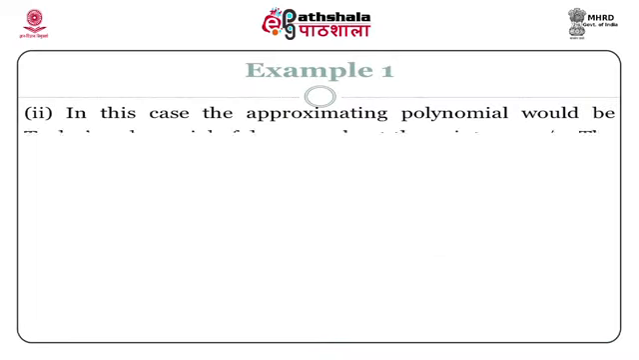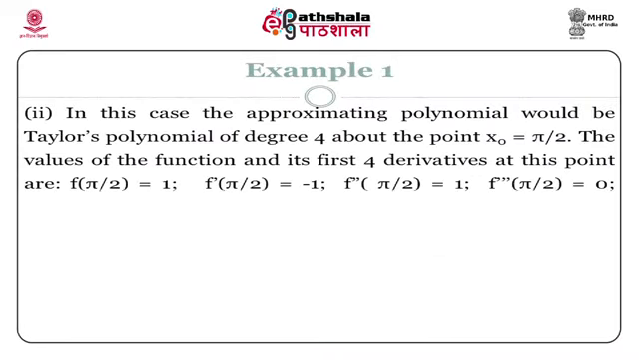Second part of this example, in this case the approximating polynomial would be a Taylor's polynomial of degree 4 around the point x_0 equal to pi by 2. As your interval is pi by 4 to 3 pi by 4, its midpoint is pi by 2. The values of the function and its first 4 derivatives at this point are already computed earlier, the same thing we are using.